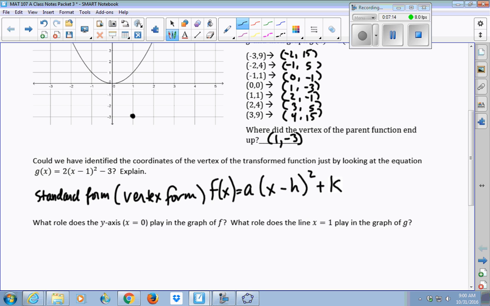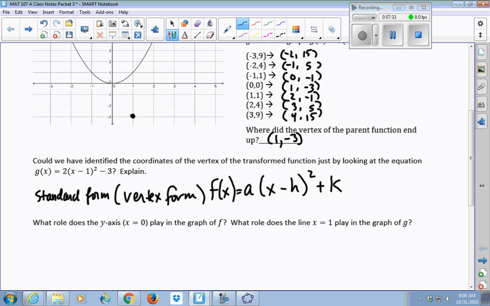And notice this standard form has a plus k. So when you're moving down your vertex, you see subtracting whatever that number of units is. When it's a shift upward, it's a positive number here. Okay, so this is called the vertex form.